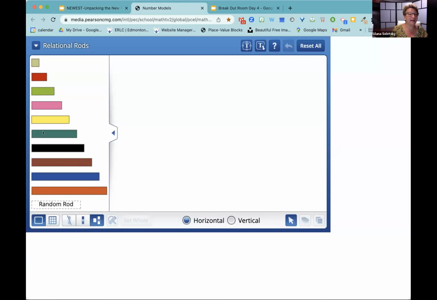And for example, I can make the yellow be the whole. So the yellow is now my whole. So what is each part of the whole? When you're in here, you can get rid of the fractions that are on top.